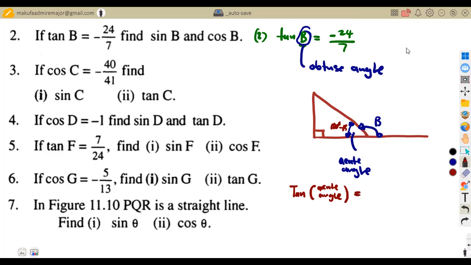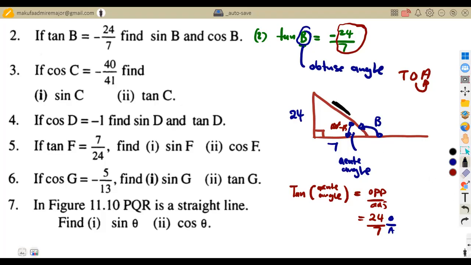Its ratio is supposed to be given from our SOHCAHTOA concept, that's opposite over adjacent, whereby this is what I'm having, 24/7, not the negative. The negative is there to show us that B, the obtuse angle, is the one that we are relating to. But the acute angle is always positive. We take this as the ratio that we want, 24/7. So according to this opposite over adjacent, according to this angle here, our opposite is this one, our 24, and this is our adjacent, 7. So you are supposed to calculate the hypotenuse, which is our third side in this case.